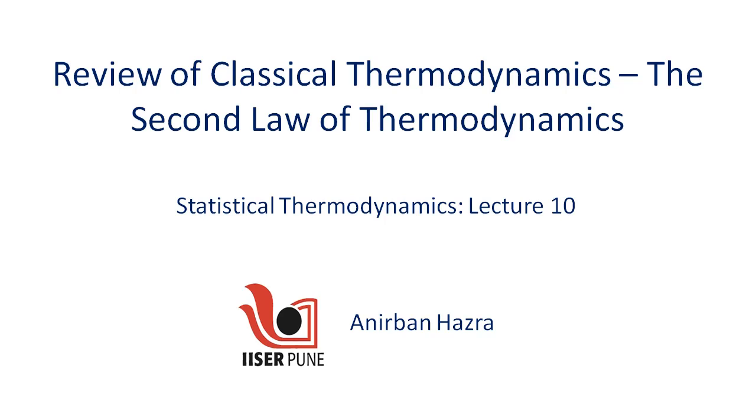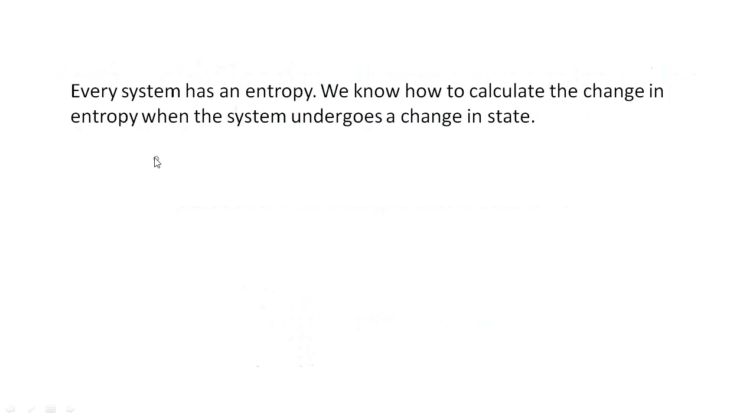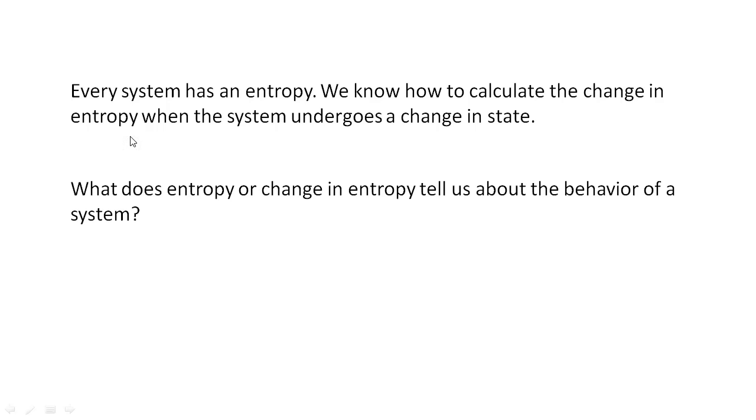In the previous lecture, we have seen that every object in nature has a property called entropy, which is not as obvious of a property like mass or volume, but nevertheless, it is a property whose change is well defined and calculable. However, we have not learned what this property or even its change tells us about the behavior of a system. That is the content of the present lecture.